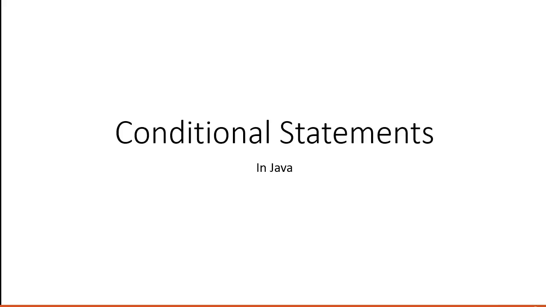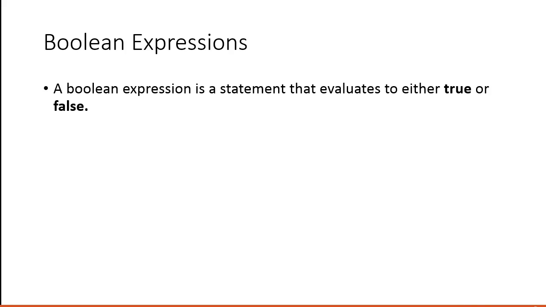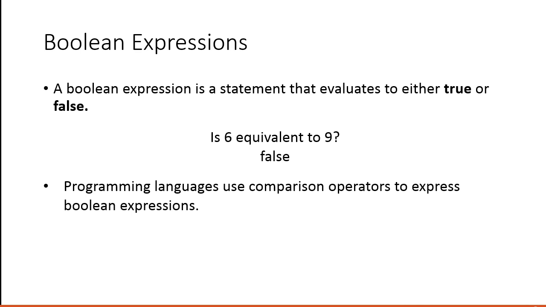In this video, we're going to look at conditional statements in Java. To start with, we need to look at Boolean expressions. A Boolean expression is a statement that evaluates to either true or false. So, is 6 equivalent to 9? That's a Boolean expression. And obviously that's false. Programming languages use comparison operators to express Boolean expressions.